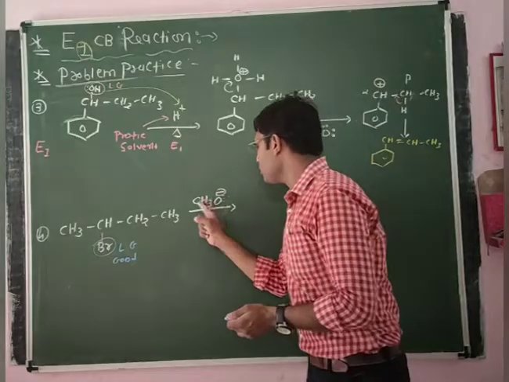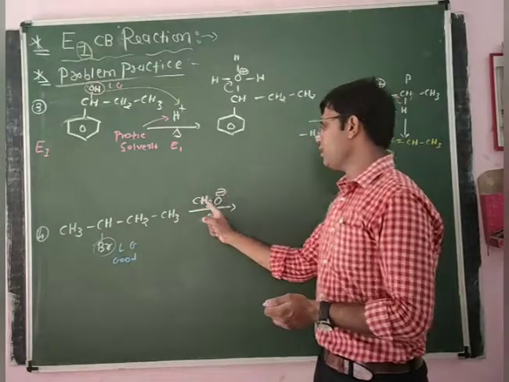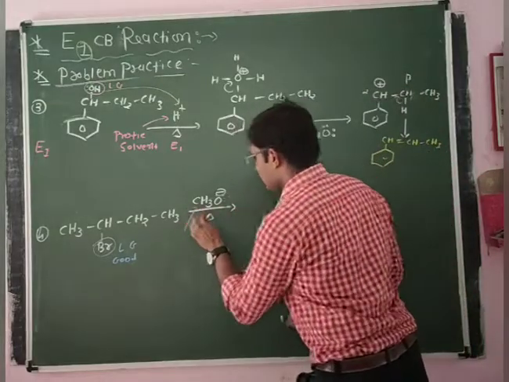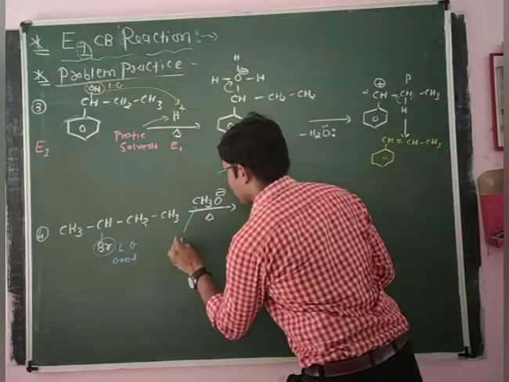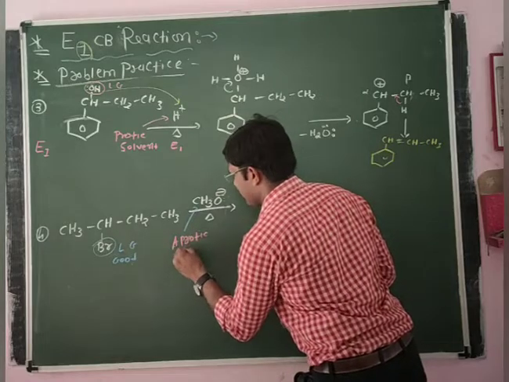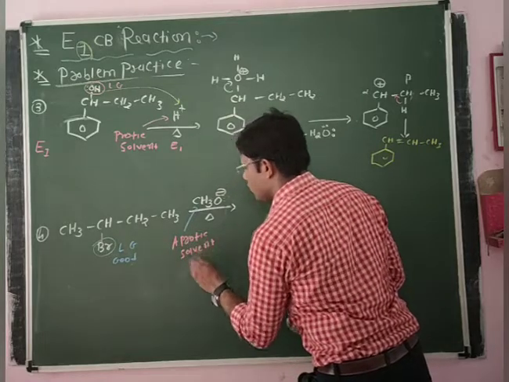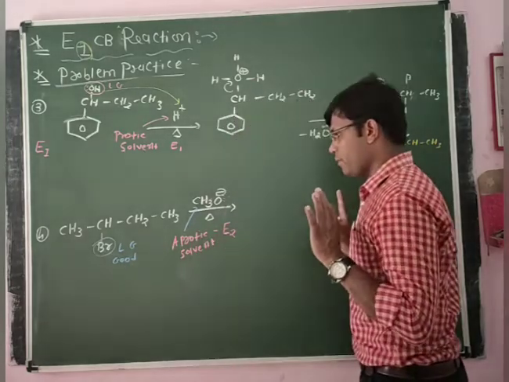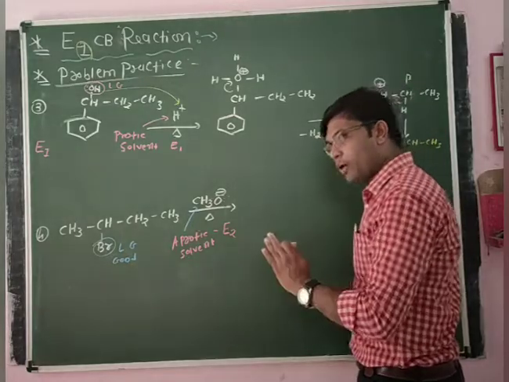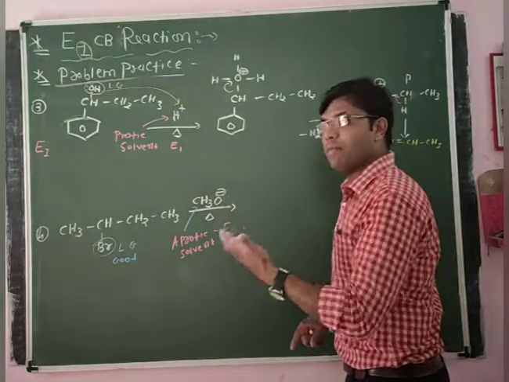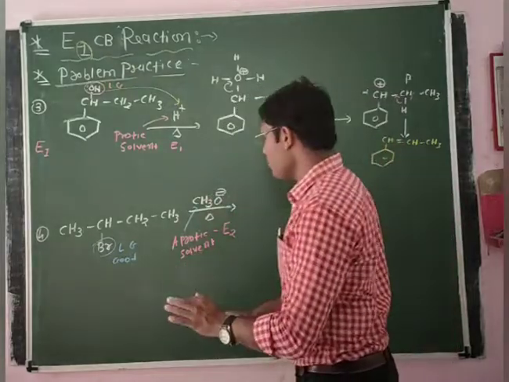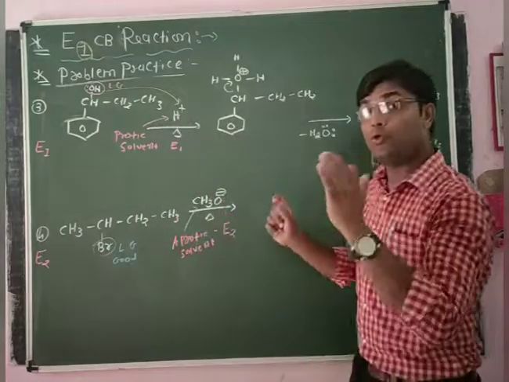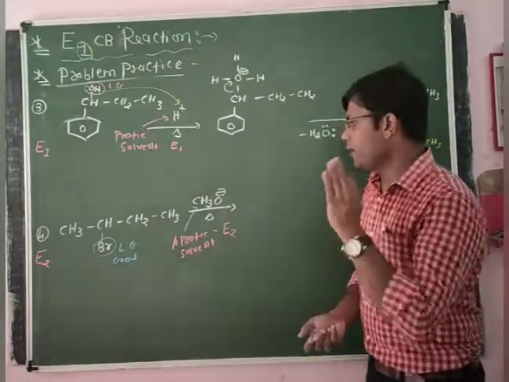So here we have methoxide, CH3O minus. There is no proton, so we can say it is an aprotic solvent. So with an aprotic solvent, which mechanism will be favorable? E2: good leaving group and aprotic solvent. If there is a good leaving group and protic solvent, then it will be the E1 mechanism. But good leaving group and aprotic solvent, then this reaction occurs via the E2 mechanism. Clear? This occurs via the E2 mechanism.